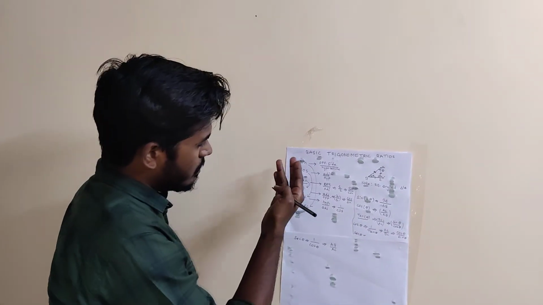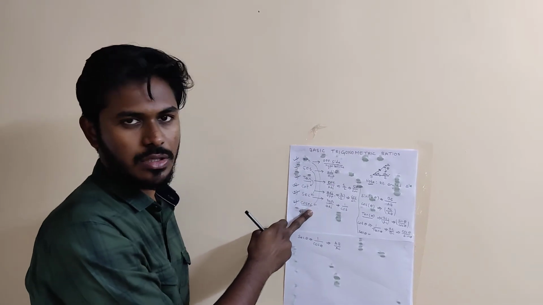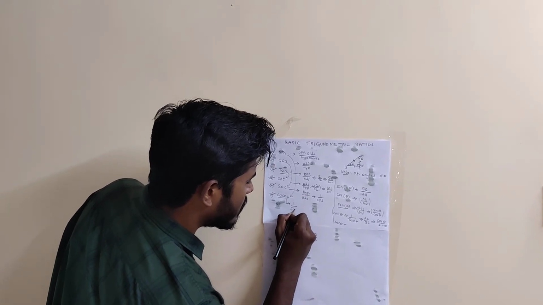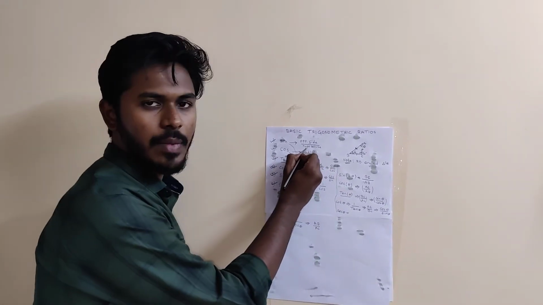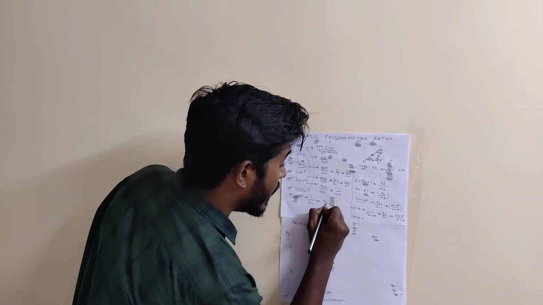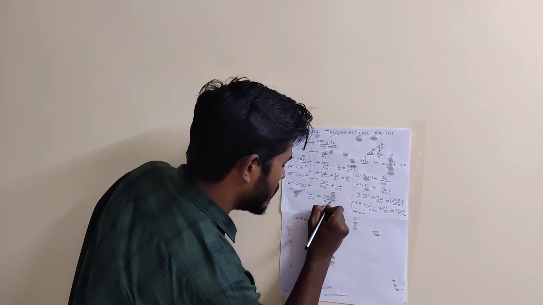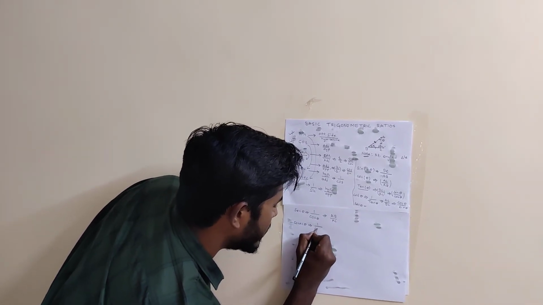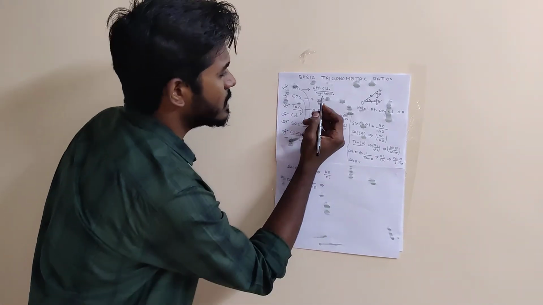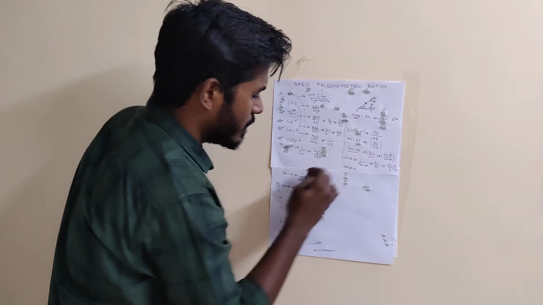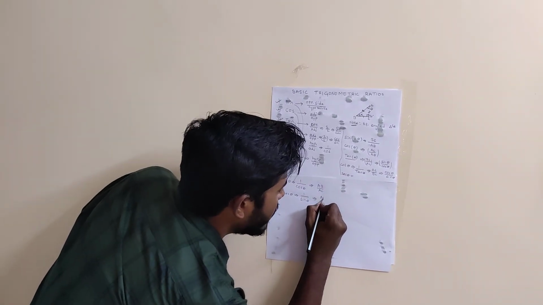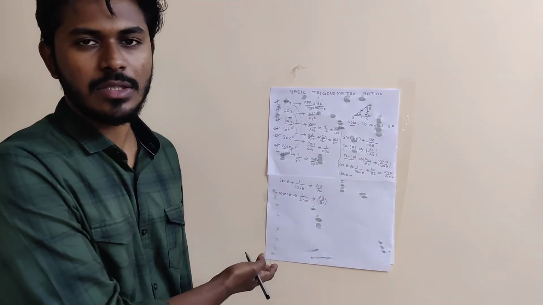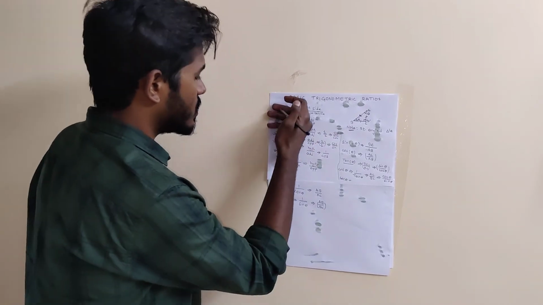In this diagram, sine and cosecant are diagrammatically joined. That means cosecant theta can be written as 1 by sine. Sine means opposite side by hypotenuse. What will be cosecant? Hypotenuse by opposite. So cosecant theta is equal to 1 by sin theta. What is the value of sin theta? BC by AB. Then what will be cosecant theta? AB by BC.